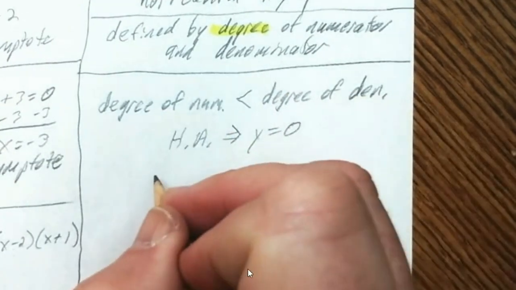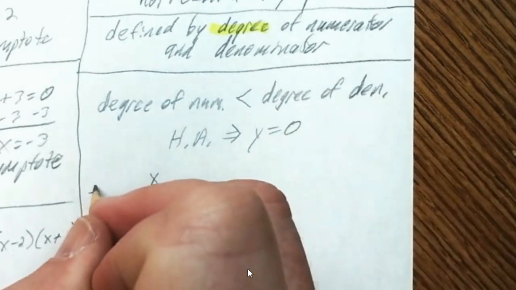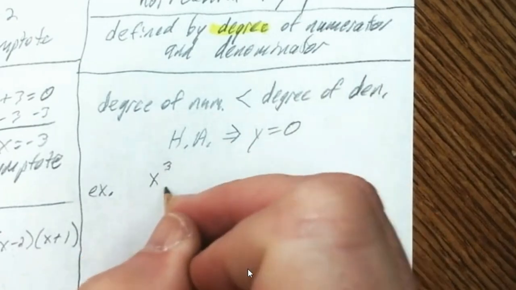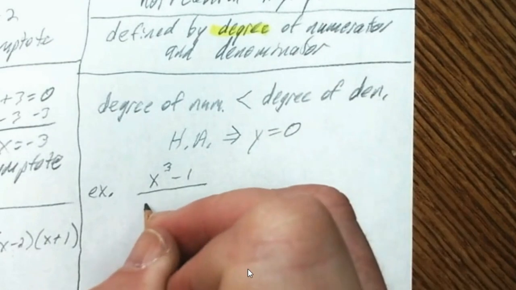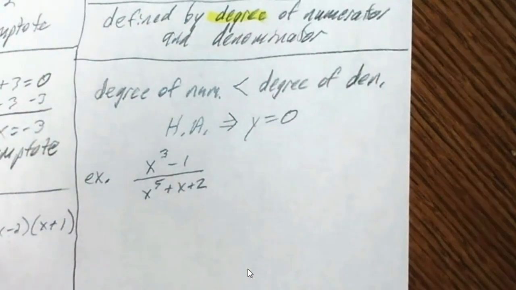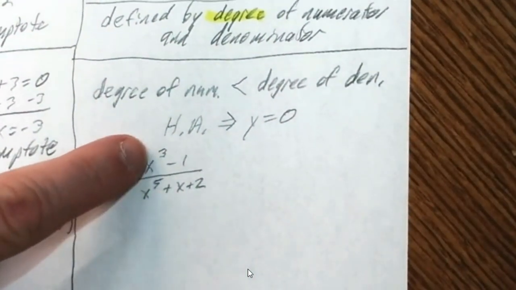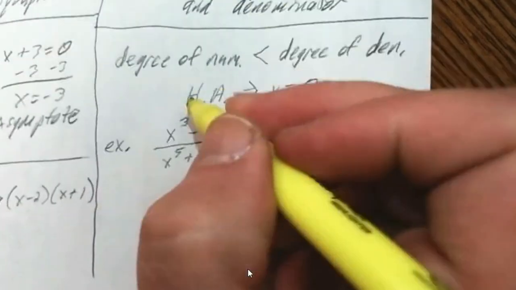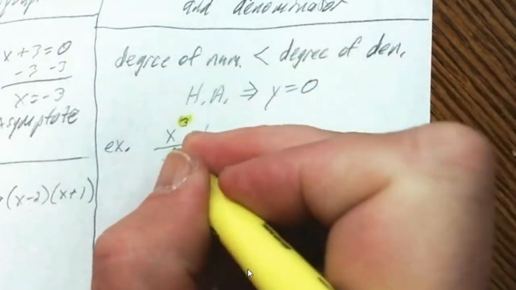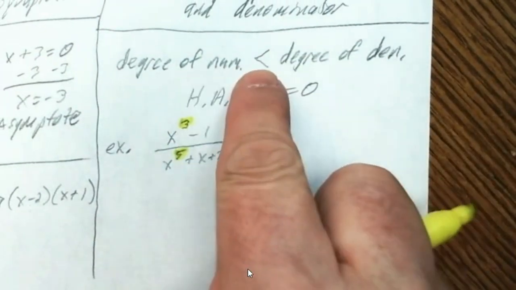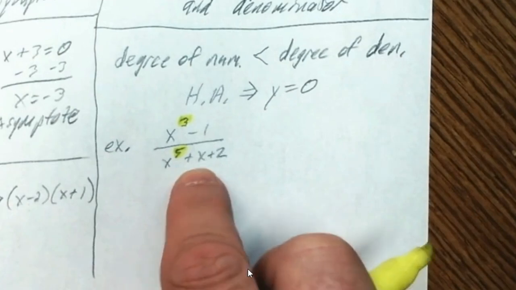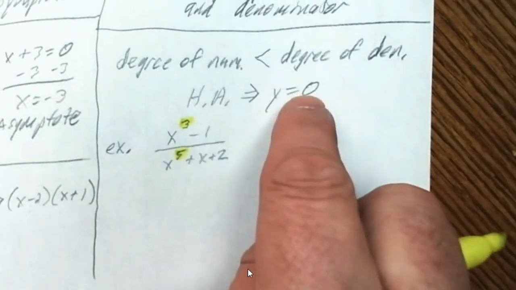And what do we mean by the degree? That means if I have, for example, x to the third minus 1 over x to the fifth plus x plus 2. What is the degree of the numerator? The largest degree is the third. What's the degree of the denominator? The largest is the fifth. 3 is less than 5. So since there's an x to the fifth in the denominator, but only an x to the third, this is going to have a horizontal asymptote at y equals 0.